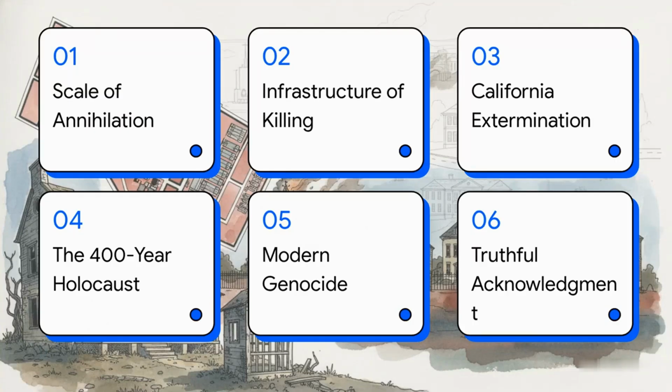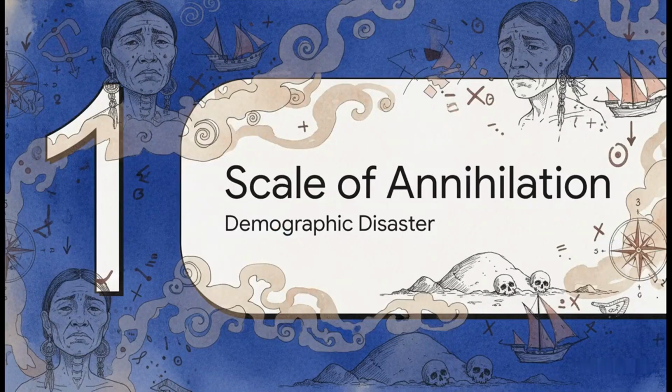Here's our roadmap for the explainer. We'll start with the scale of annihilation, move into the infrastructure of mass killing, examine the California extermination, look at the 400-year Holocaust, define modern genocide, and wrap up with truthful acknowledgement. Let's start right at Chapter 1, the scale of annihilation.